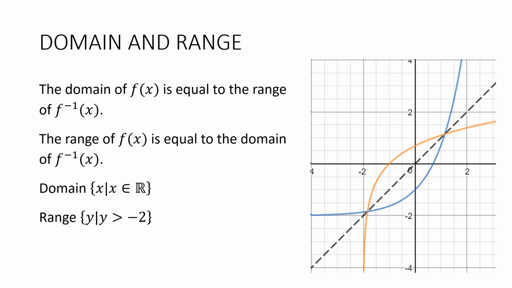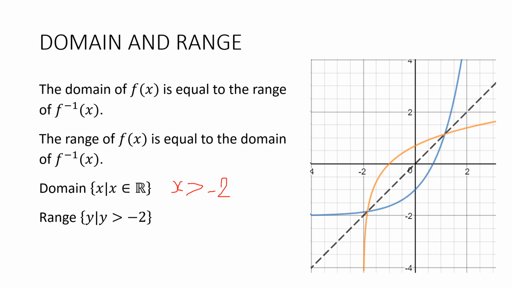So if I flip this across the line y equals x, we get this orange curve. Let's have a look at what's happened. Now, can you see how the domain stops at -2? There's nothing over here. So our domain is going to become x is greater than -2.